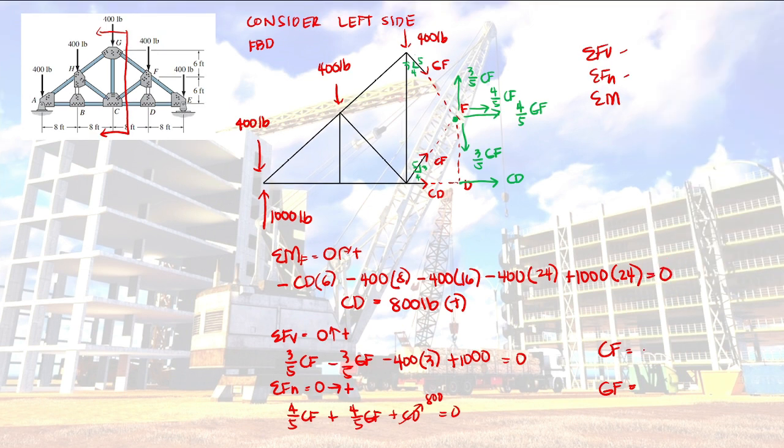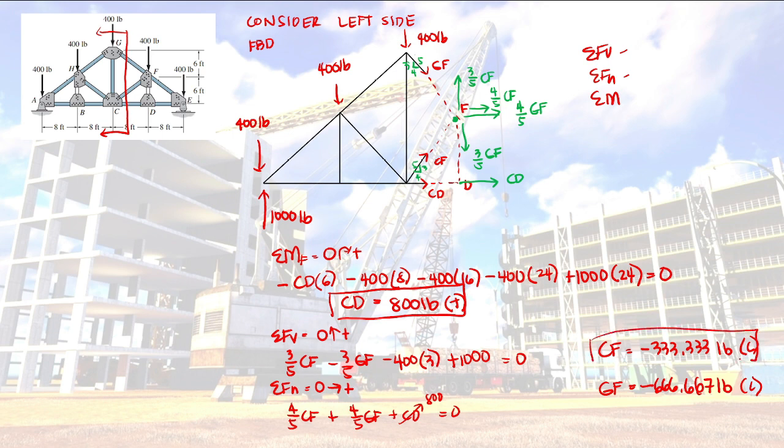So our CF is negative 333.333 pounds, and GF is negative 666.667 pounds. So negative, negative, compression, compression. So we have your CD, CF, and GF already.